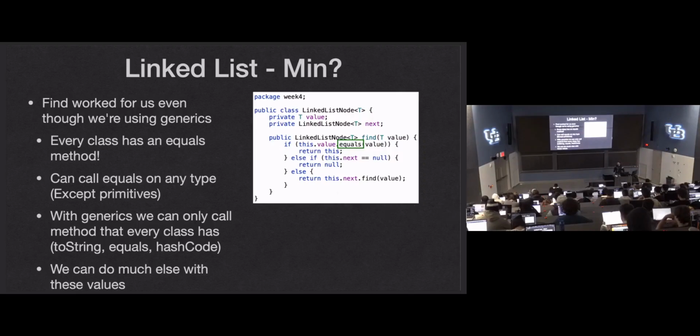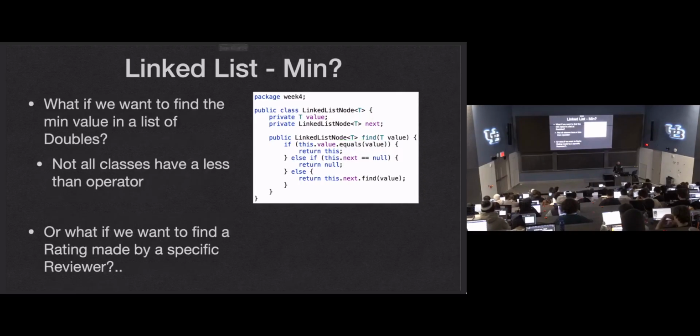But we can't do much other than that. There's almost no other really useful methods that every single type has in Java. Hash code's one of them. I don't want to talk about it, though. I shouldn't even mention it.